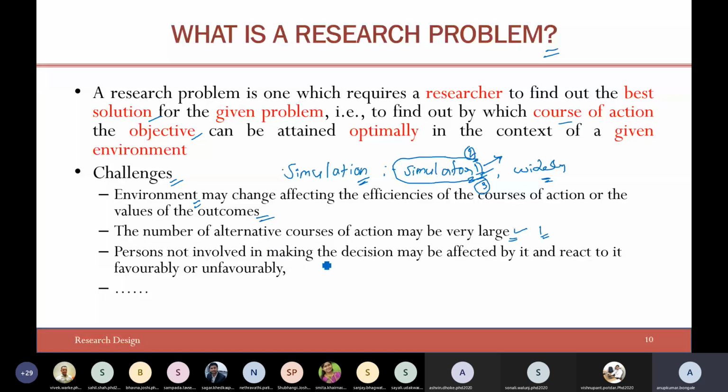And persons not involved in making the decision may be affected by it and react to it favorably or unfavorably. Sometimes what happens is you have done an entire work, maybe you have worked for 2 months or 3 months, and somebody's intentional or unintentional feedback would affect your entire work. So that can also happen. So these are the various challenges that one should foresee when you are defining the research problem.